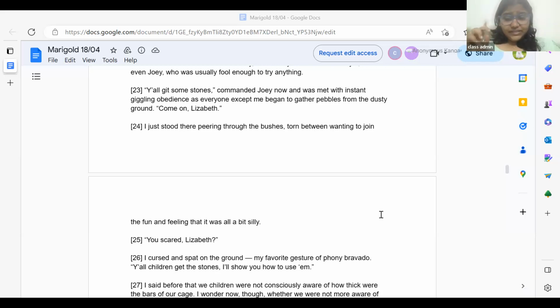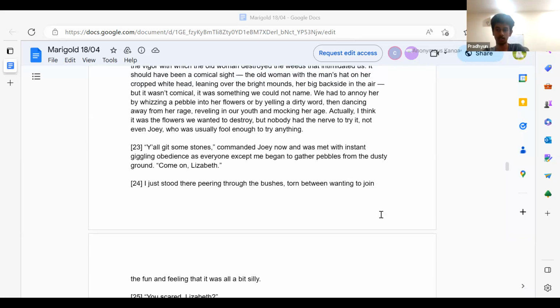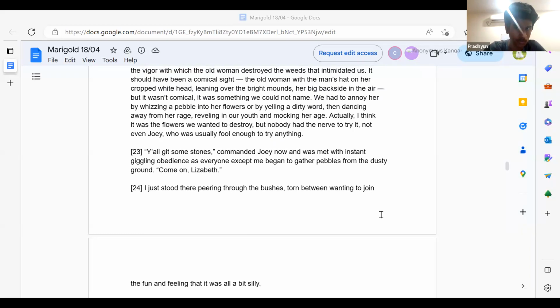I'm sorry, I was reading something else and I didn't really focus. Can one of you explain to me what these two paragraphs are about? It's like a sibling struggle. Everyone except me began to gather pebbles from the dusty ground. Come on, Elizabeth. Also it could be a conflict of maturity, like peering through the bushes, torn between wanting to join the fun and feeling that it's all a bit silly.